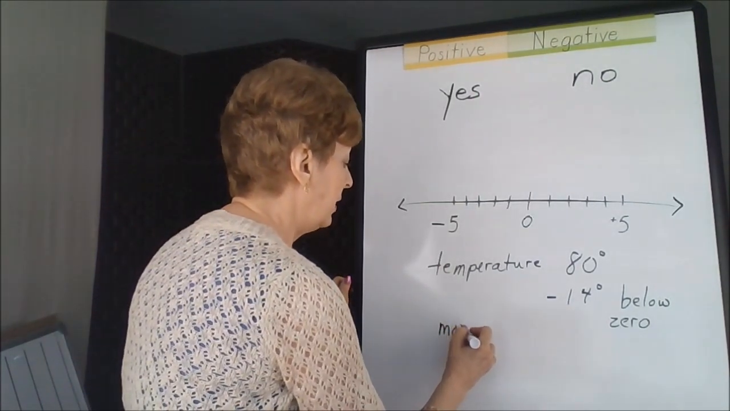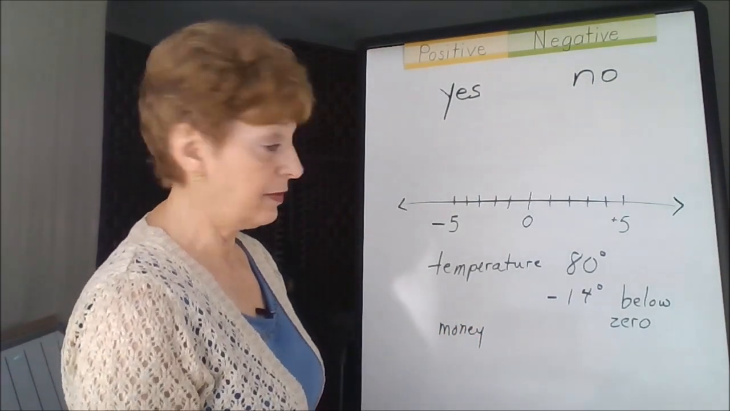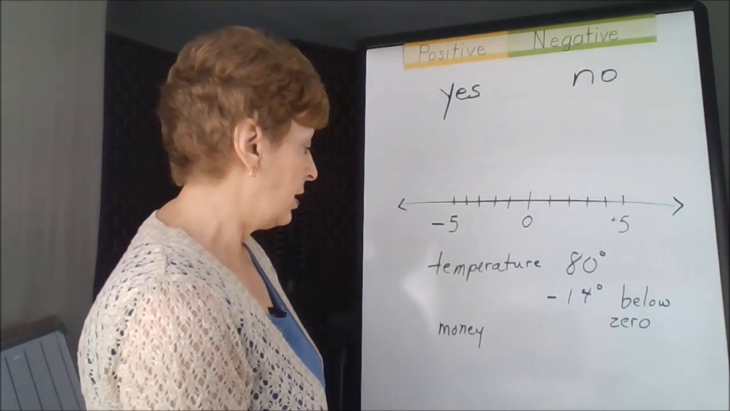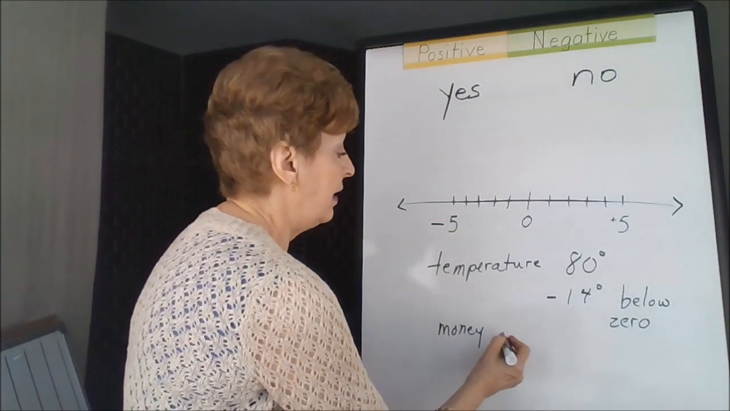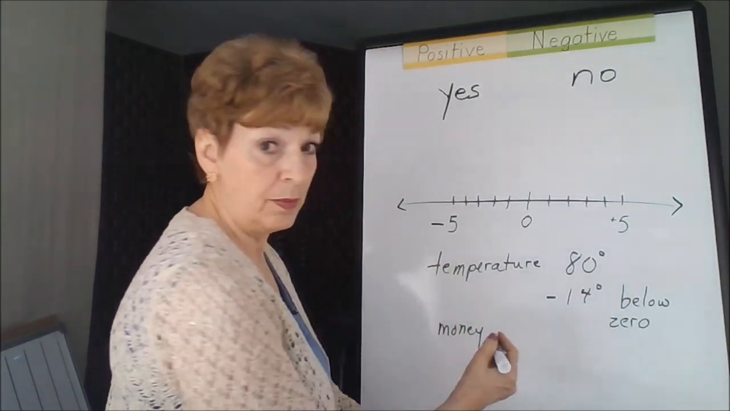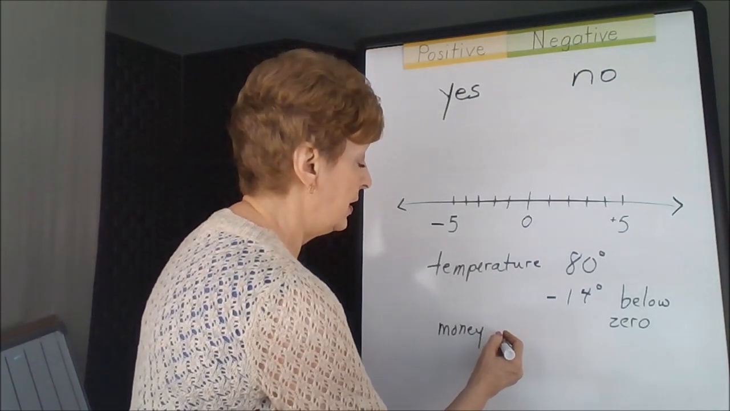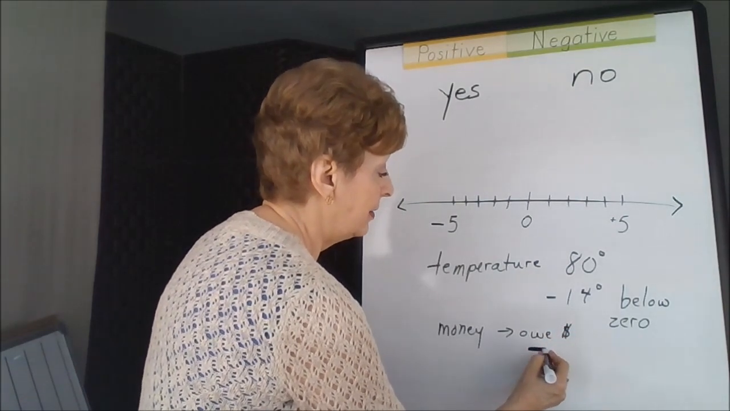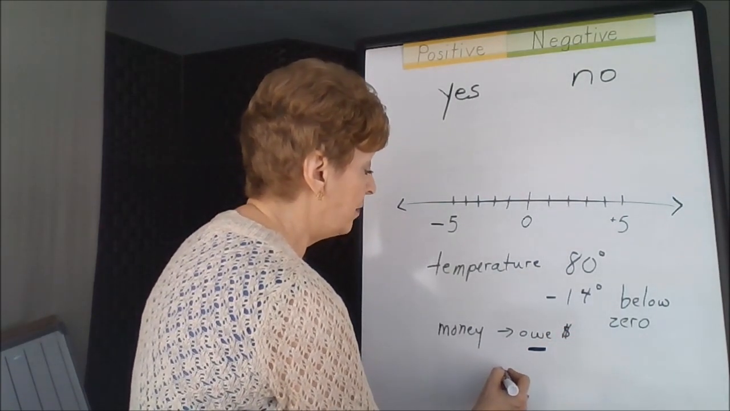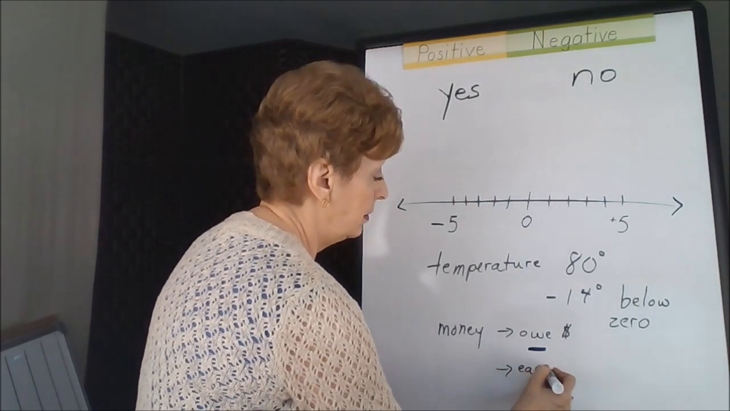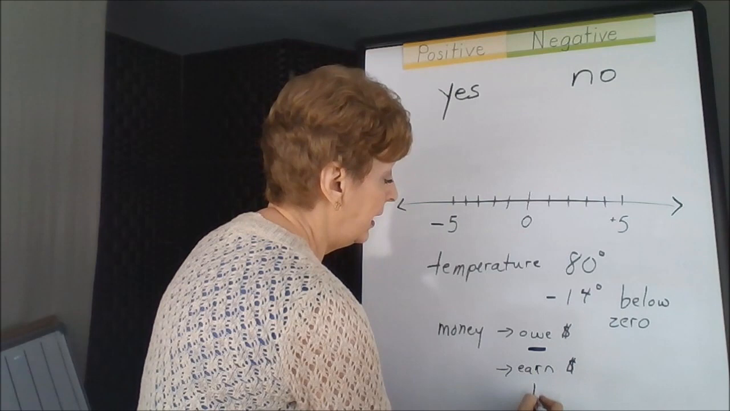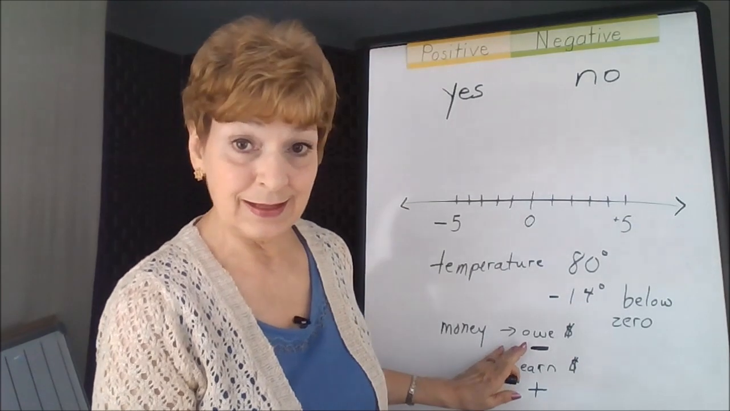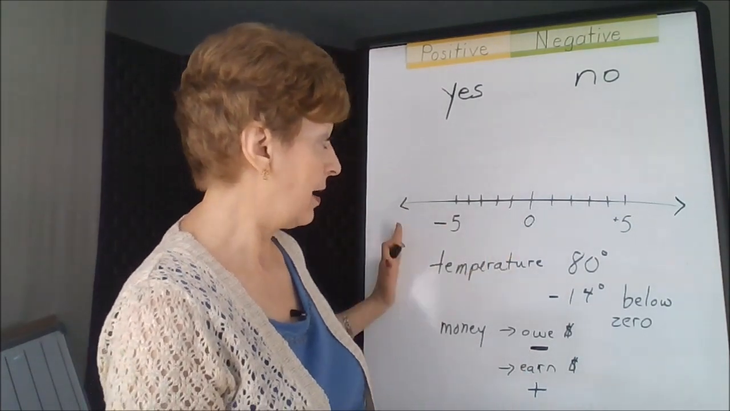If you think about money, that can be a positive and negative idea too. Let's say you would like to buy something and you don't have enough money for it. Well, if you were to borrow money from your mom or dad, you would owe them. And when you owe money, that's a negative. When you earn money or have money, it's a positive idea.